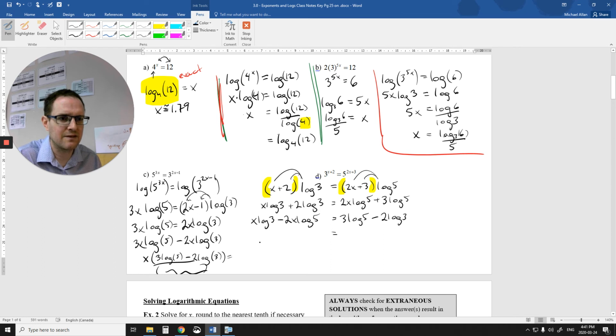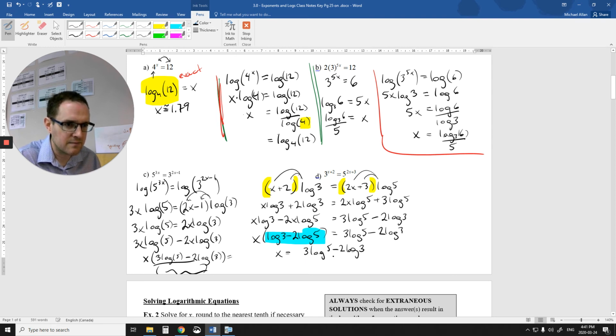Okay, you look on this side, these both have an x in common. So I factor that out. Let me just rewrite this side. And then I divide this really big piece here. This is just a number. That's all it is. I'm going to divide that piece over to the other side. That's a log there. Okay. Big bracket here. Log base 3 minus 2 log 5. And that's pretty much it.